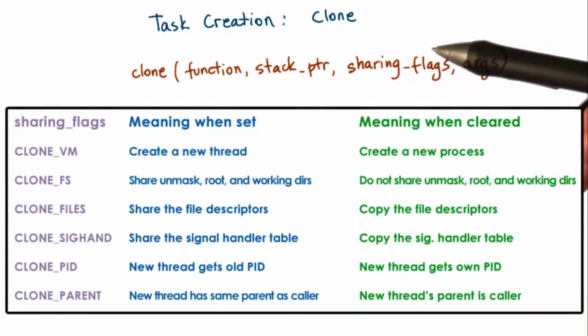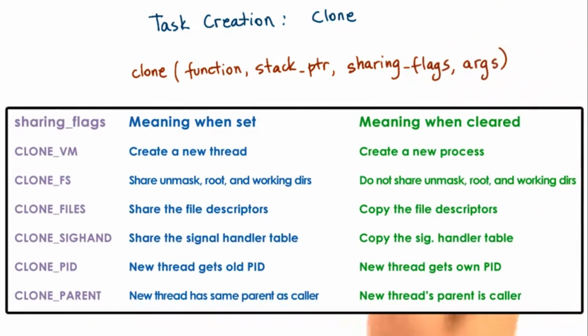The flags parameter is a bitmap that specifies which portion of the state of a task will be shared between the parent and the child task. As you can see, the values of these flags can have different effects when they're set versus when they're cleared. For instance, when all of the flag bits are set, then we're really creating a new thread that shares everything, the entire address space and everything else with the parent thread. They're part of the same address space.